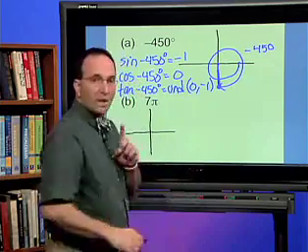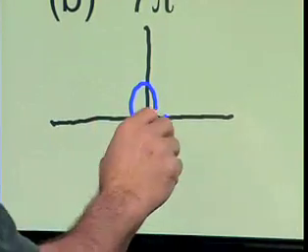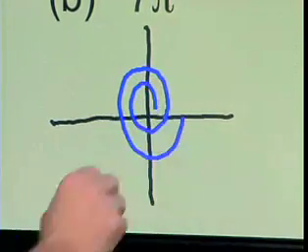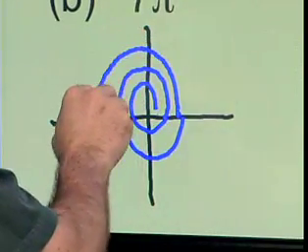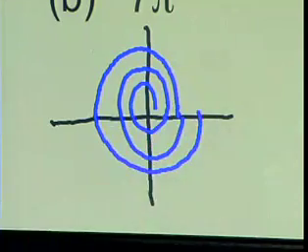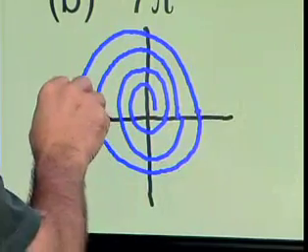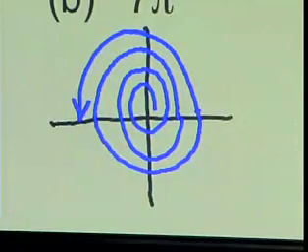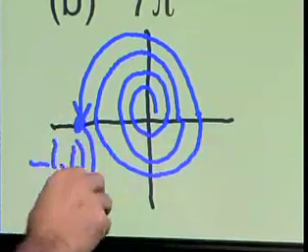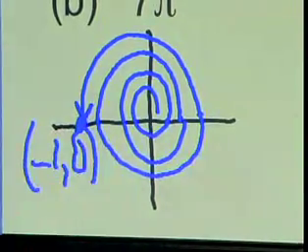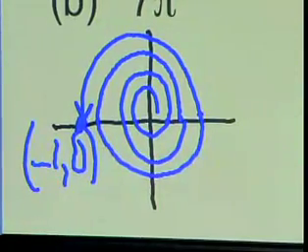Now let's take a look at the 7 pi. 7 pi is a positive angle. So once around is 2 pi. Around again is 4 pi. And then we keep going. That's around again for 6 pi. And then finally, once more brings us to here. Now, what's the point? Negative 1, 0. That's the point where we end on that particular axis.